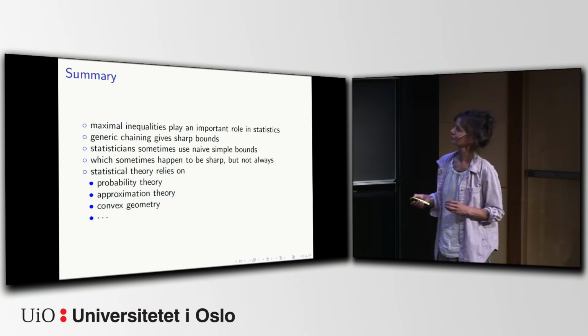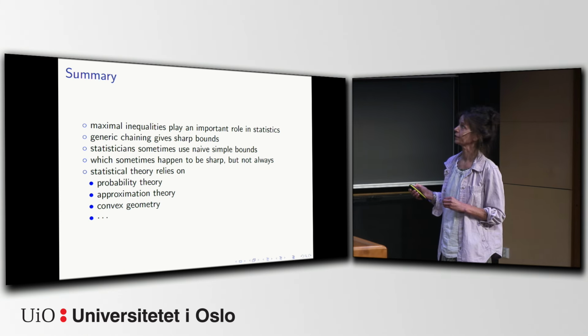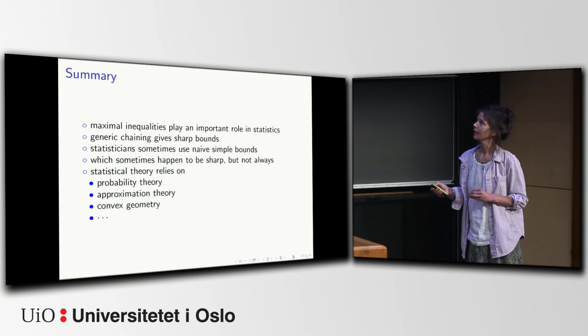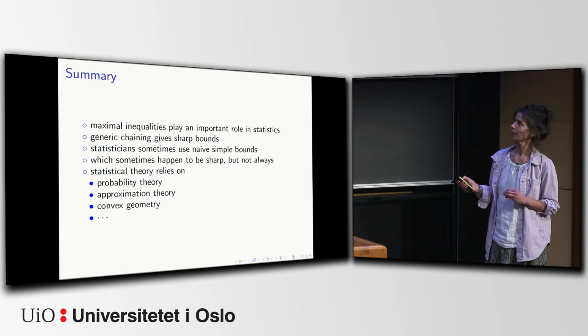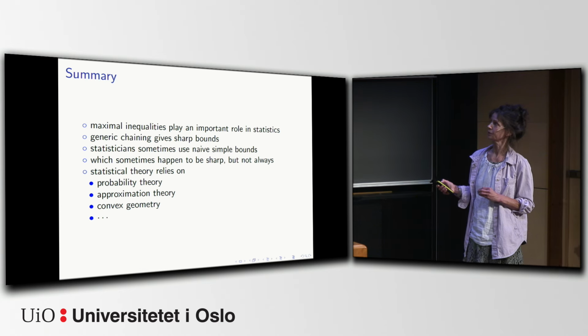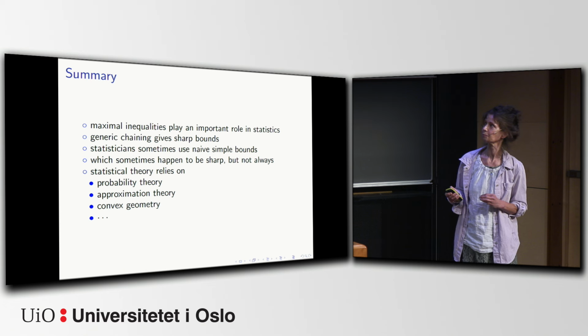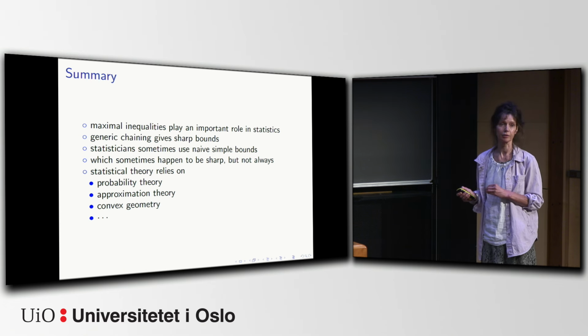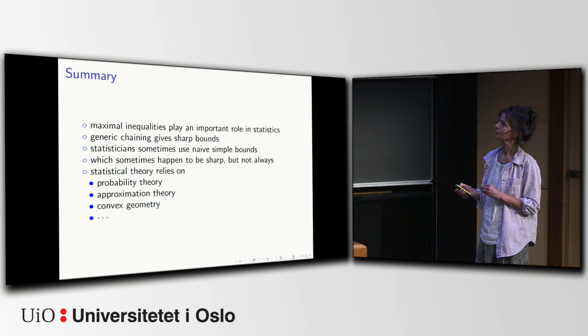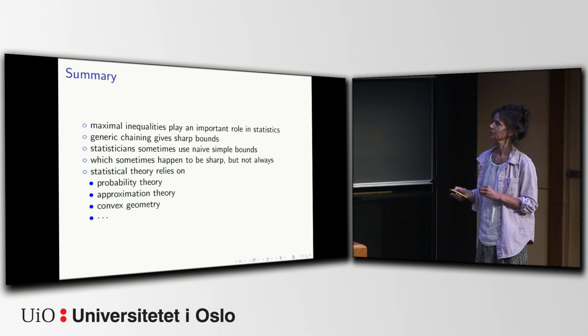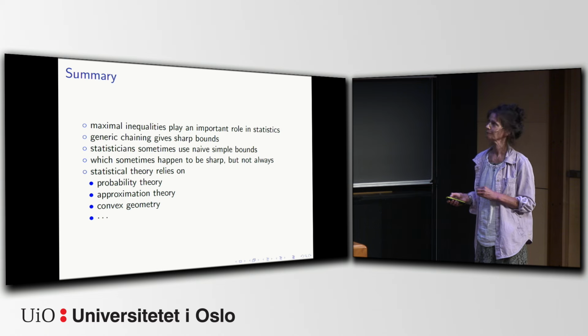So let me summarize. These maximal inequalities play an important role. Generic chaining gives sharp bounds. They are very difficult to compute, and that's why statisticians sometimes use simple naive bounds. And they sometimes even happen to be sharp, but not always. And also why I like statistics so much, in fact, is because it uses a lot or almost everything from mathematics, such as probability theory, approximation theory, convex geometry, and so on.